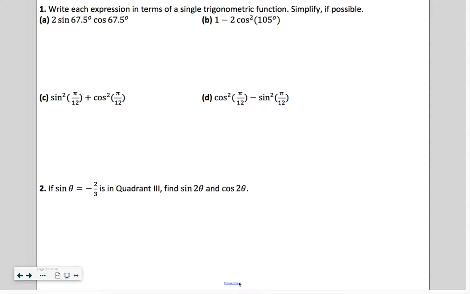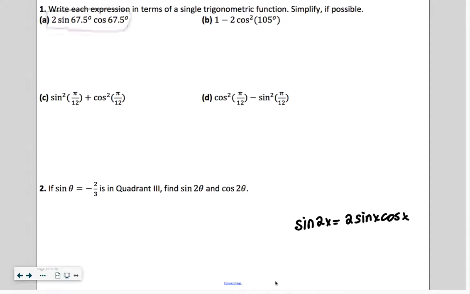All right, so it says write each expression in terms of a single trig function. Simplify if possible. Okay, so if you see 2 times sine of an angle, cosine of an angle, that's set up like that double angle for sine, right? Do you guys recognize that? So we had sine of 2x is equal to 2 sine of x cosine of x, right? Do you guys see how this is set up like that?